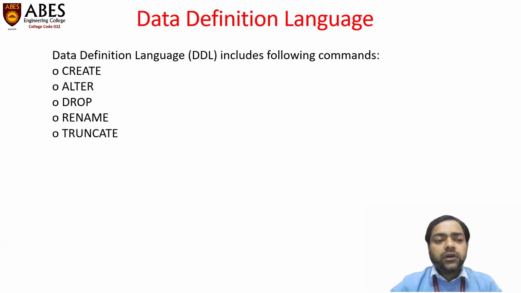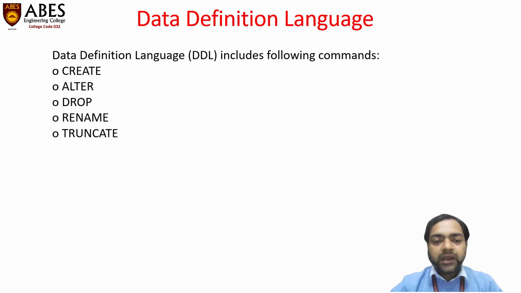Now, first of all, we'll understand what is data definition language. So data definition language is used to define the structure of the database or its structure of table. And it includes the following commands. Like if we want to create a table, so we can use the create command. If we want to alter the structure of the table, then we'll use alter command. If we want to delete the table permanently, then we can use drop command.